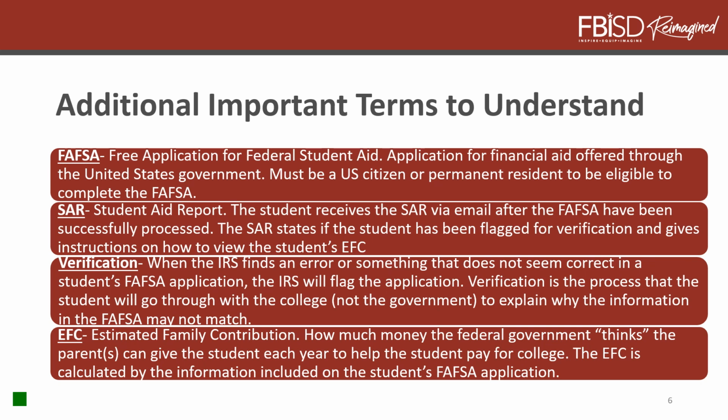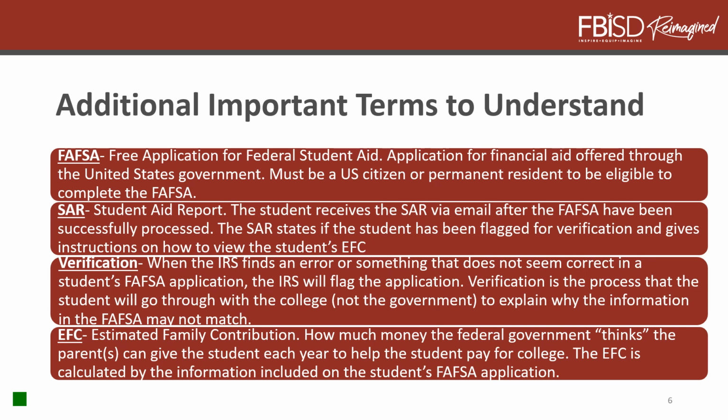The estimated family contribution is how much the federal government thinks the parents can give the student each year to help the student pay for college. The EFC is calculated by the information included on the student's FAFSA application. It is a mathematical equation based on the family income, the number of people who live in the family house, and the number of people in college at the moment that that FAFSA has been completed.